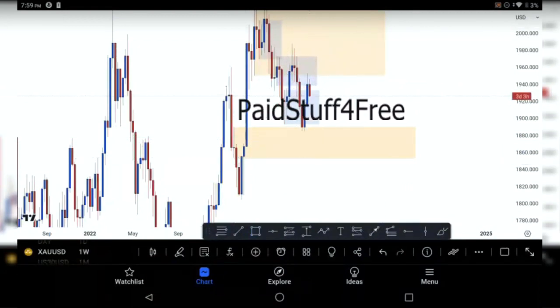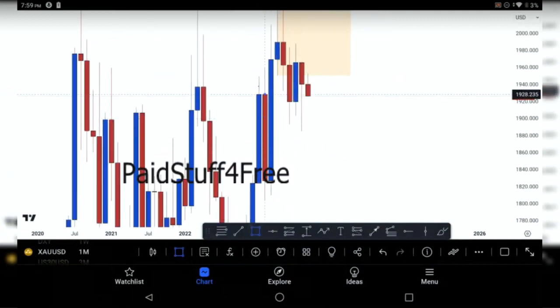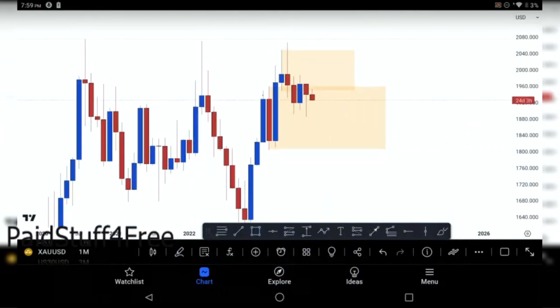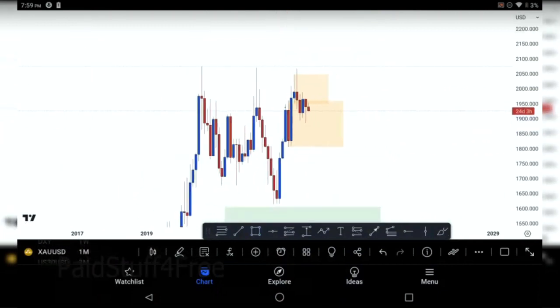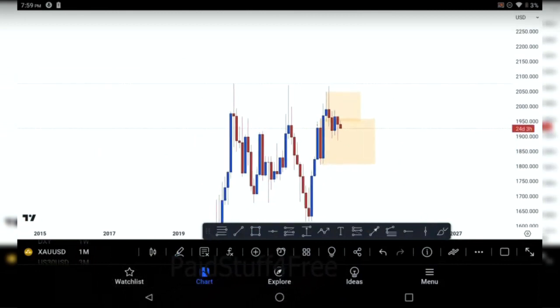Because we are still inside our monthly buy zone, regardless. This is the current CMP right now. We are still inside this monthly buy zone. So until this zone breaks, I'll be looking for buys, but yet still focusing on what the lower time frame is telling me.